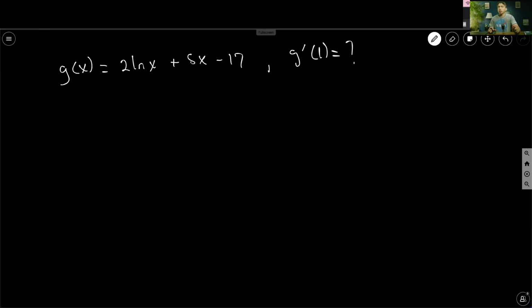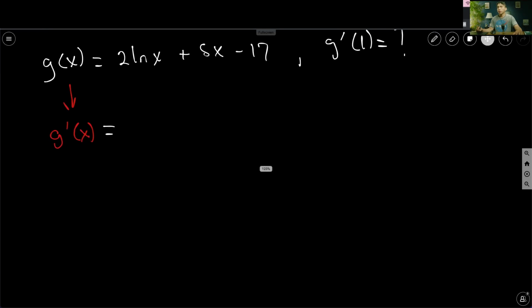All right, for this function, you have g of x is equal to 2 ln x plus 5x minus 17, and we want g prime of 1. So then we just take the derivative of g of x, which gives you g prime of x, the first derivative.